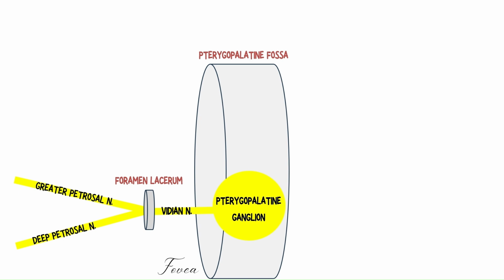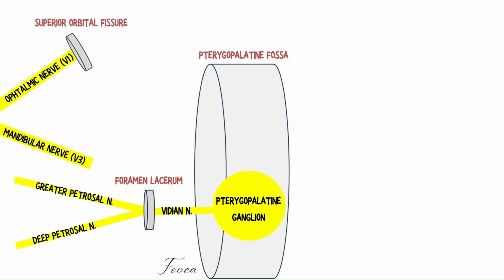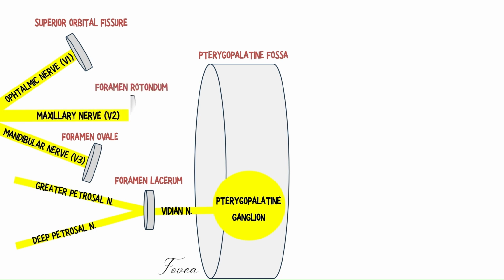The maxillary nerve originates from the trigeminal or Gasser's ganglion, which, as we saw in the video on the temporalis, is located in Meckel's cave near the petrous rock of the temporal bone, while the ophthalmic branch of the trigeminal nerve enters the superior orbital fissure and the mandibular branch enters the foramen ovale. The maxillary branch runs into the foramen rotundum and enters the pterygopalatine fossa.